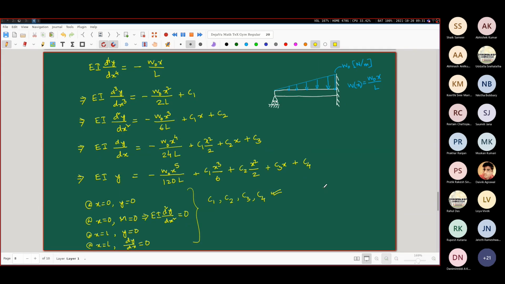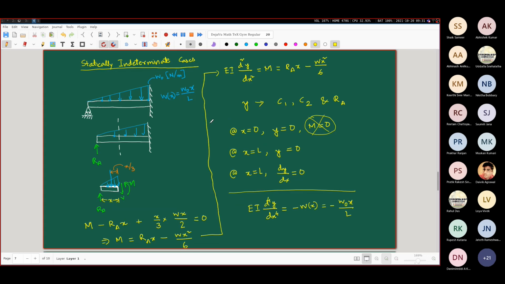Wait. Let me handle the suggestions one by one. So I think the first suggestion was that I considered something like this, right? This version, EI d square y by dx square, is this thing. And in the previous one, from the moment balance, I had obtained that this is equal to RA x minus w x square by 6. Of course, this is w naught, okay? All this is w naught. That is one of the suggestions.